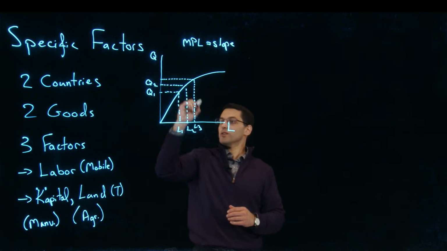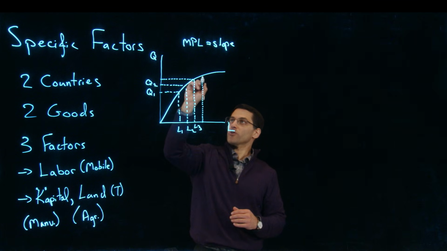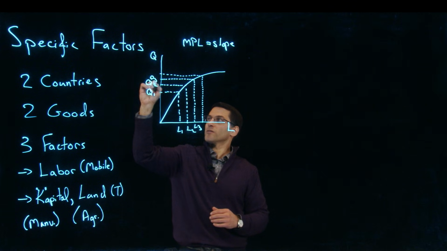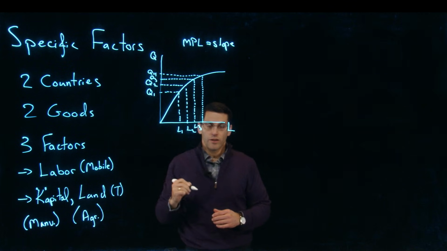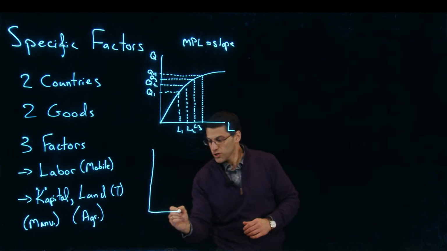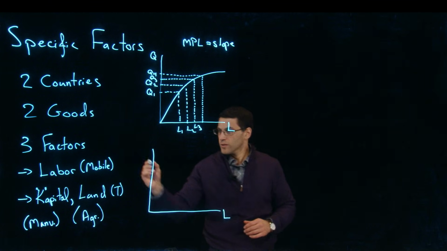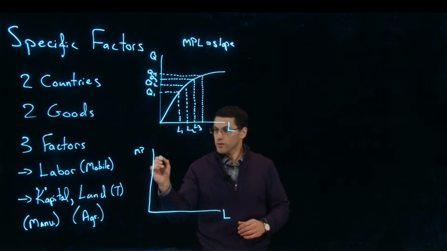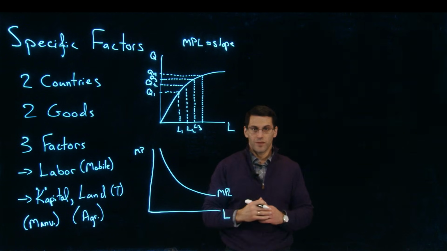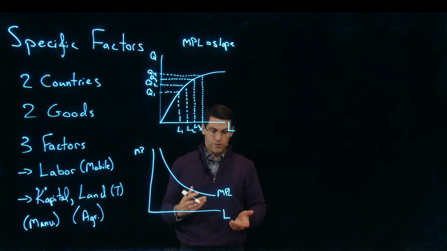You'll notice that those increases in output are getting smaller and smaller. That means that marginal productivity of labor is diminishing. Something like this. And that's going to hold true for both the agricultural sector and for manufacturing.